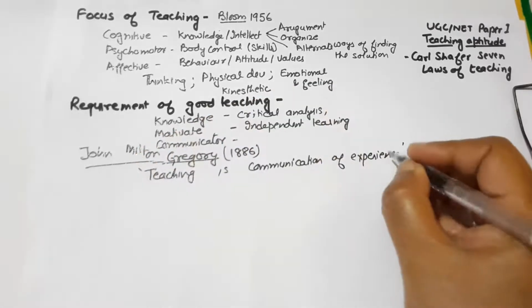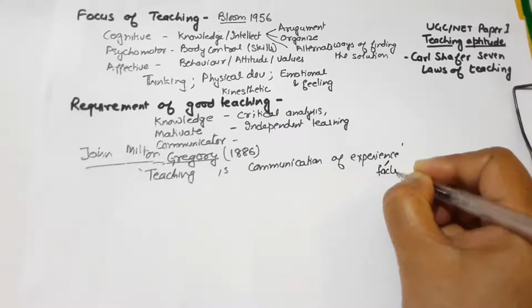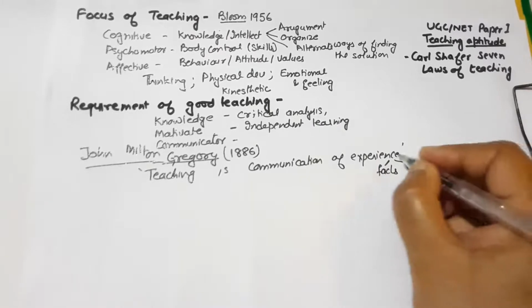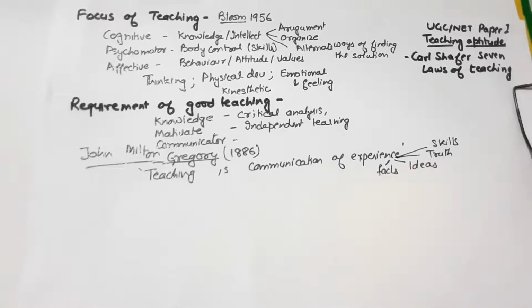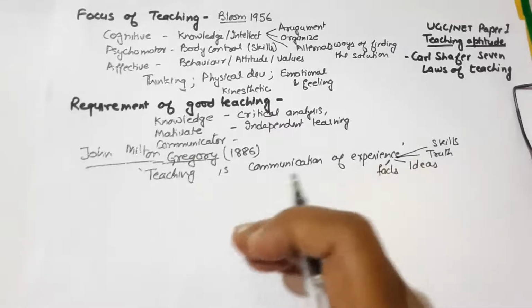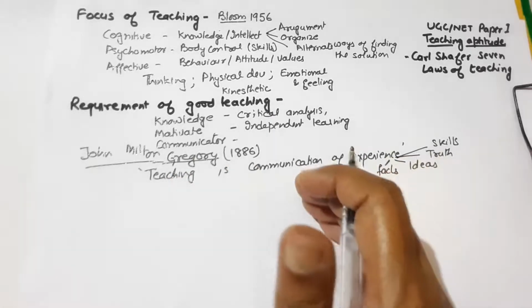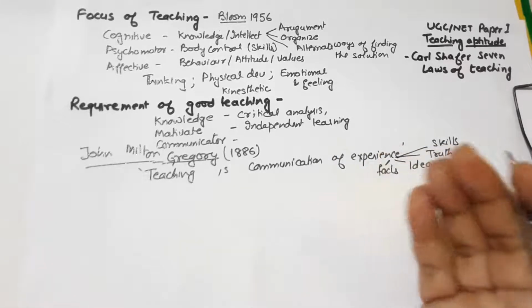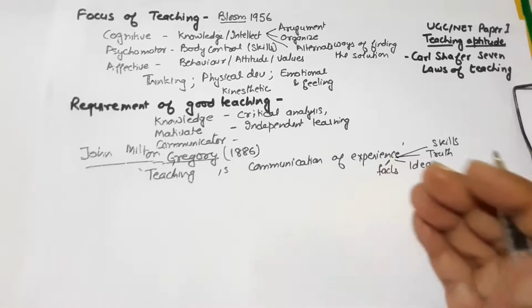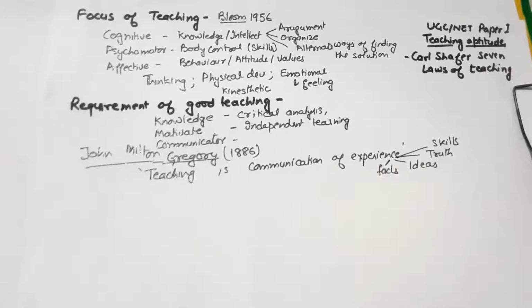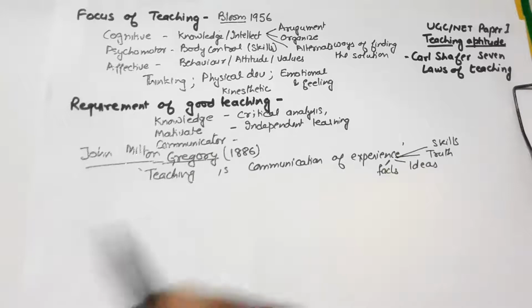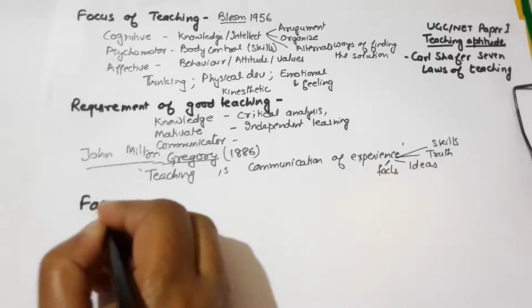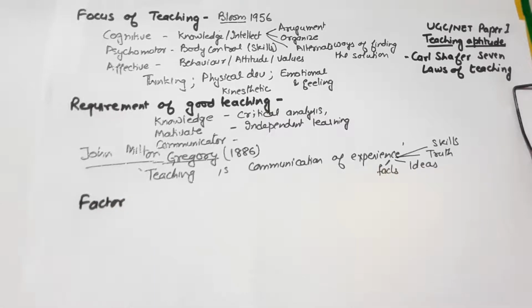And this experience may be in the form of certain facts, certain ideas, certain truths, and certain skills. That means, according to this statement, teaching is communication based, and that communication is of the experience which has been gained by the teacher first, and now the teacher desires that the experience is gained by the learner also. So for that, he has given certain factors which are very important, rather 7 factors which are very important for this process of teaching.